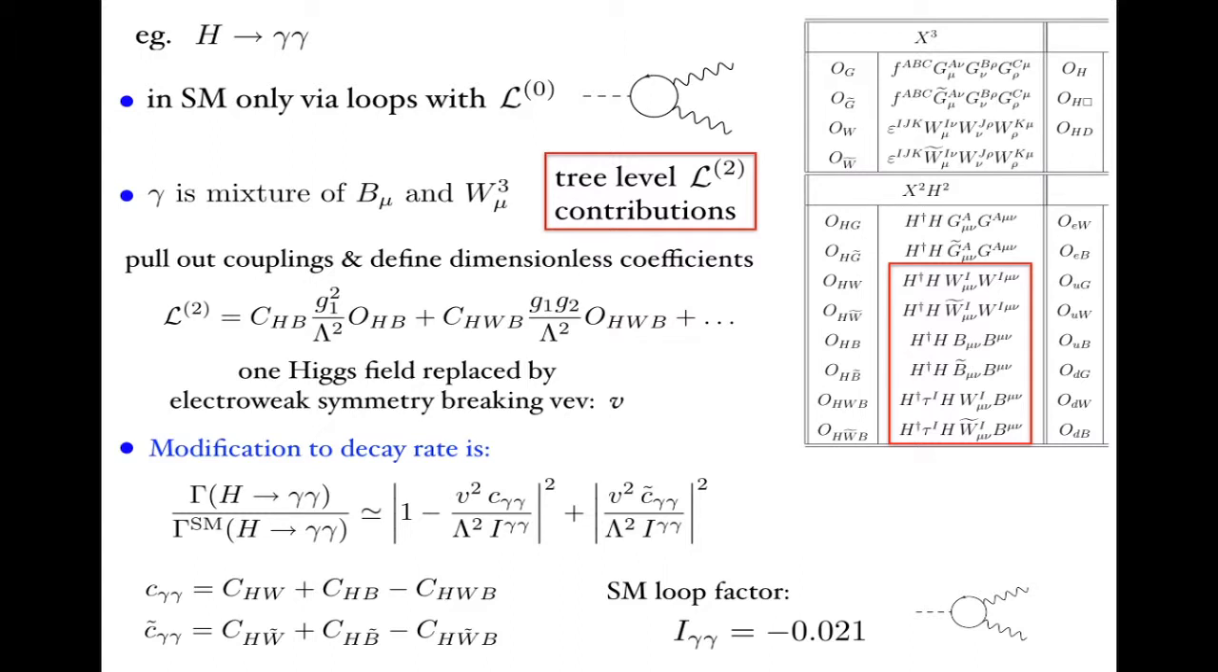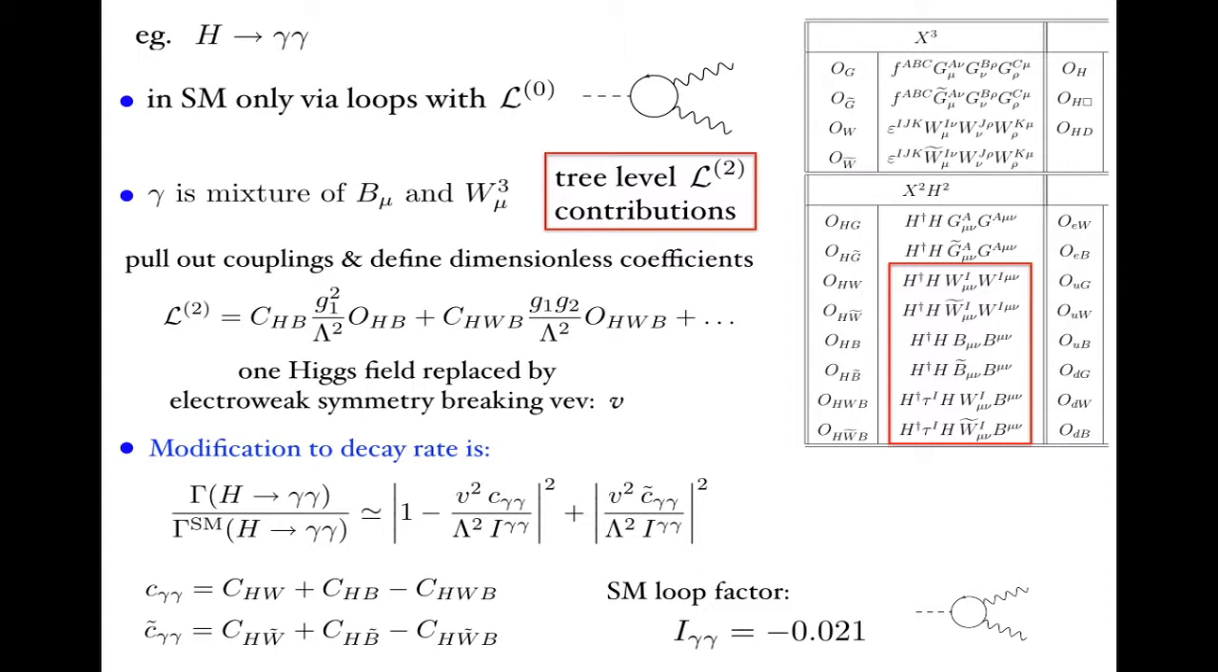And this is a very interesting process. So the Higgs boson was discovered, and now we can look for new physics in Higgs decays. In the standard model, Higgs to gamma gamma only occurs through loops with the L0, and the dominant contribution comes from a top quark loop like this. Whereas in our dimension 6 operators, we can actually have a tree-level contribution.